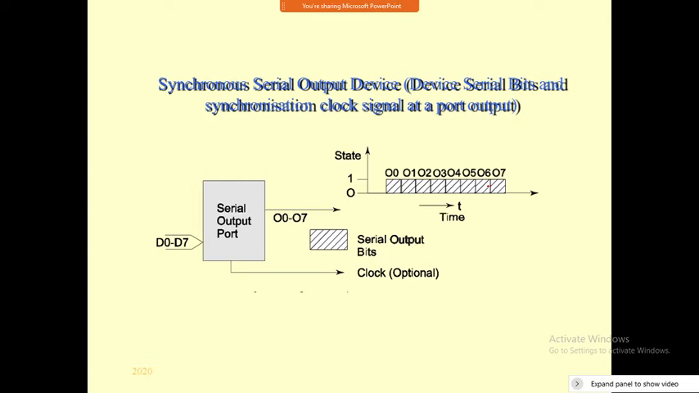Here the data lines will be D0 to D7. It is going to produce the serial output port and serial outputs, that is O0 to O7. The data will be saved in these bits. Here the clock will be there. The clock is for synchronization purposes. If it is asynchronous, then the clock will not be there. Here it is synchronous, so the clock is there. They have written this as an optional one.